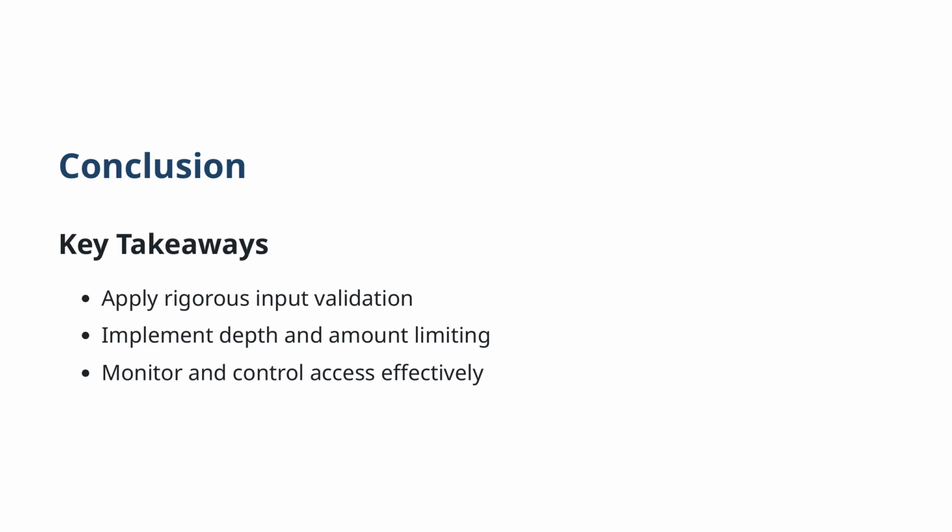In conclusion, there are several key takeaways to ensure the security of your GraphQL API. First, apply rigorous input validation. Validate and sanitize all inputs to prevent common security vulnerabilities. Second, implement depth and amount limiting to control the complexity and size of queries, which helps prevent abuse and potential denial of service (DoS) attacks. Finally, monitor and control access effectively. Regularly review access controls and keep a close watch on API usage to detect and respond to potential threats promptly.